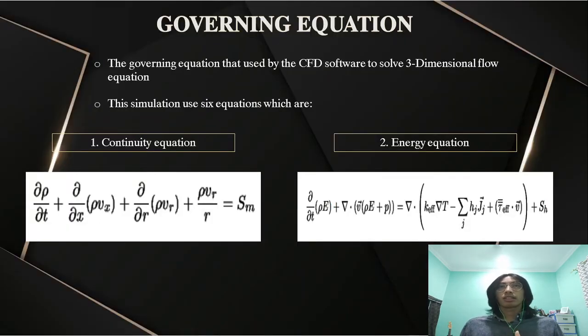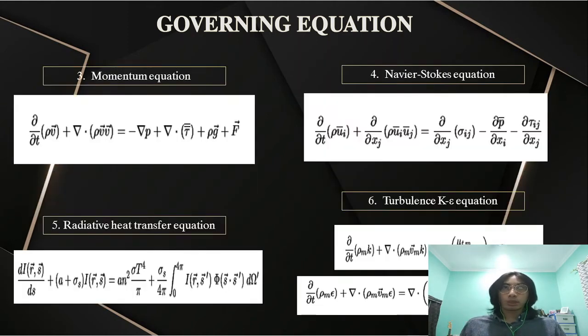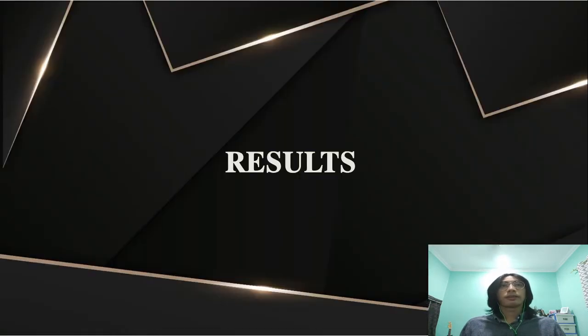So next, governing equations. It is crucial to learn that the CFD software uses three-dimensional flow equations to solve the equations in the simulation. The simulation used six equations, which are the continuity equation, energy equation, momentum equation, Navier-Stokes equation, radiative heat transfer equation, and turbulence K-epsilon equation.